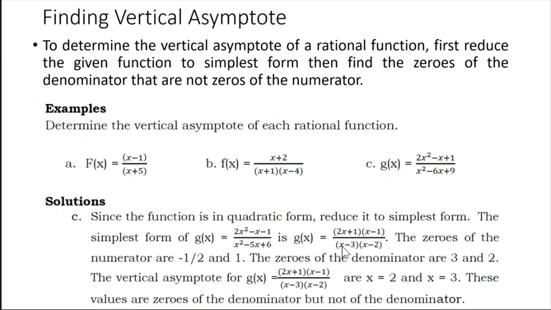Since we have to equate each factor of the denominator to zero, the vertical asymptotes for g of x are x is equal to 2 and x is equal to 3. These values are zeros of the denominator but not of the numerator. So correction there, numerator.